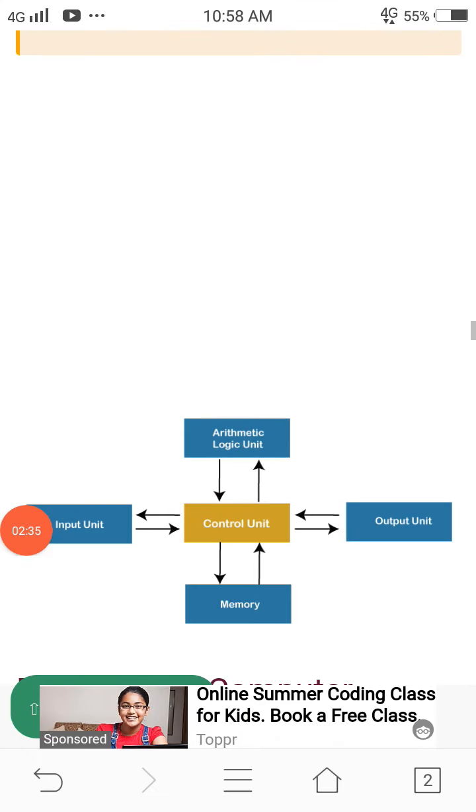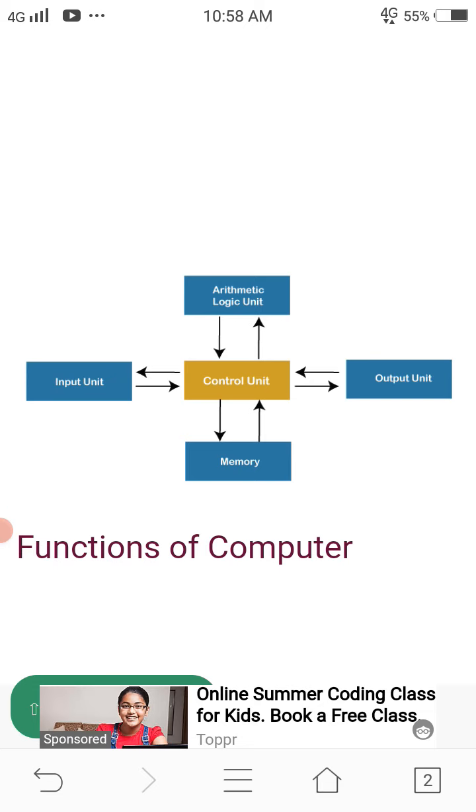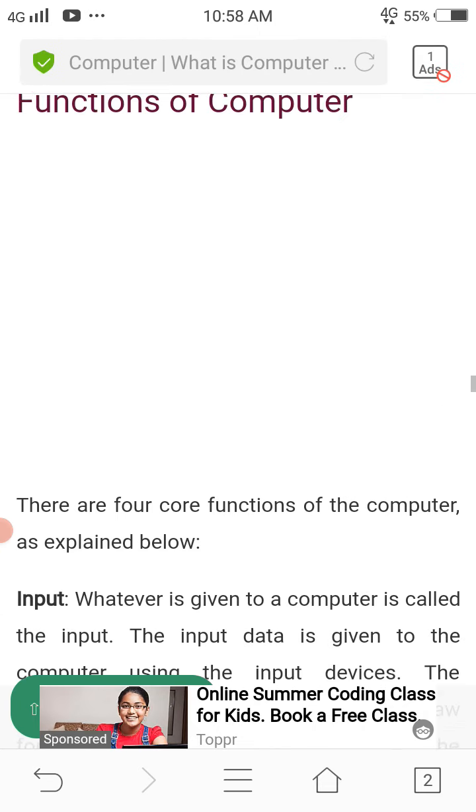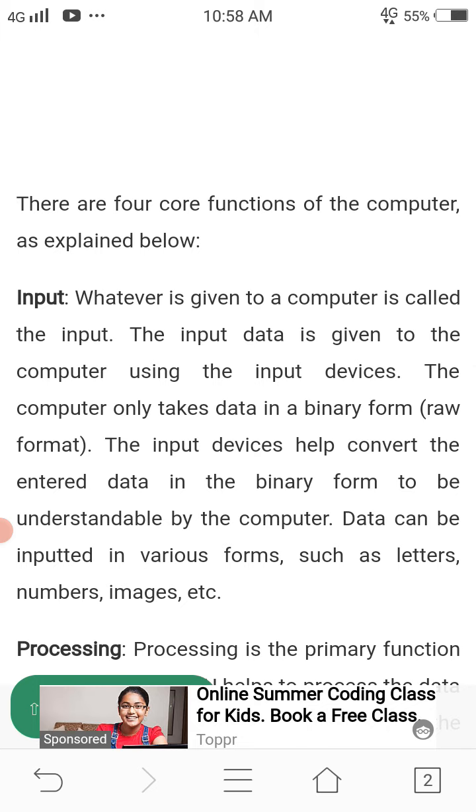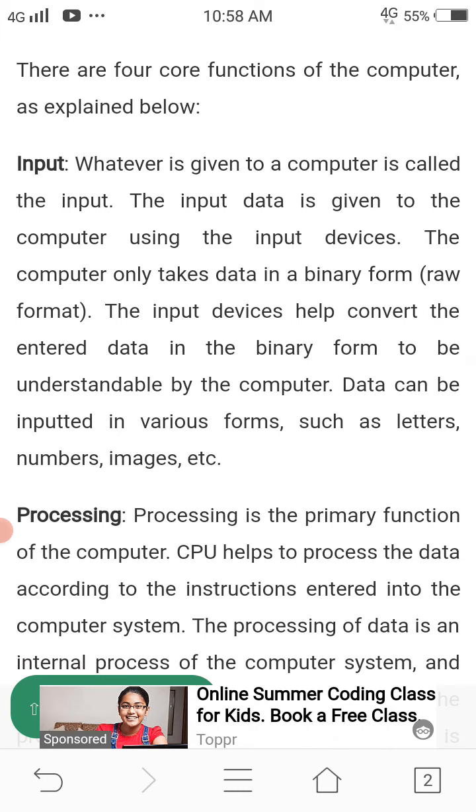So this is the basic structure of the computer system. As we know, these are the basic parts of the computer system. Next are the functions of the computer. There are four functions of the computer which are explained below. The first function is input. Whatever is given to the computer is called input. Input data is given to the computer using the input devices. The computer takes data in binary form. The input devices help convert the entered data into binary form to be understandable by the computer. Data can be inputted in various forms such as letters, numbers, images, etc.